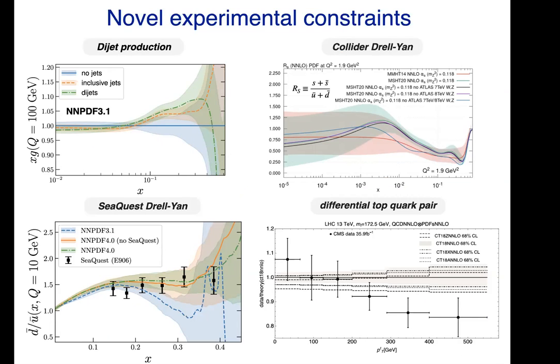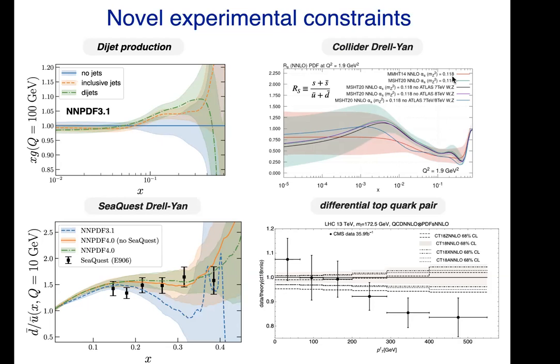First of all, adding many more new processes, for example, adding dijet production, adding collider Drell-Yan, which is key for strangeness, adding the sequenced Drell-Yan measurements from the proton antiproton asymmetry, adding differential top quark production. These are many processes that didn't exist until a few years ago. And also, not only are they now available, they have very good precision, and they provide strong, if not the dominant, constraints on many of the PDF combinations.